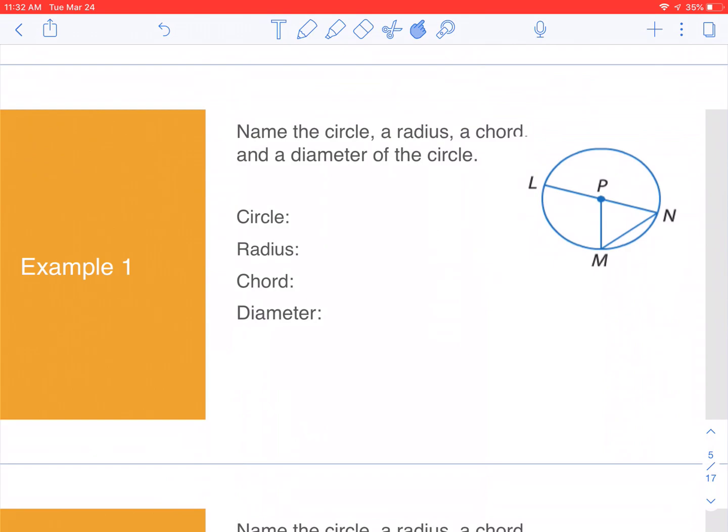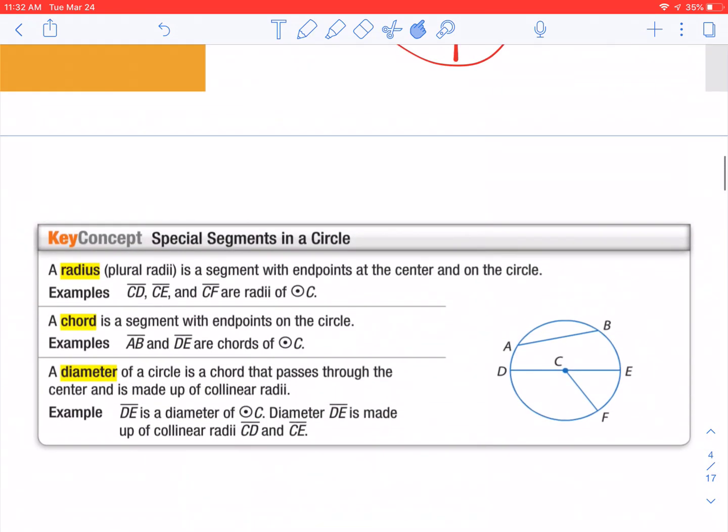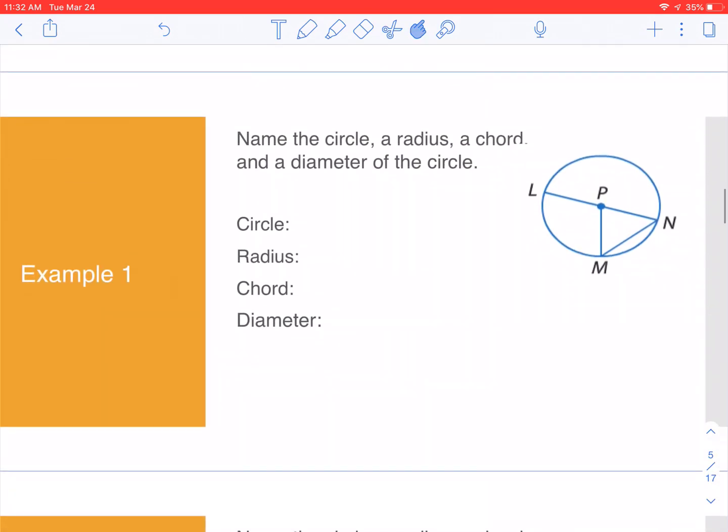How do we name a circle? Well, let's look back up here. If you notice, there's a circle with a dot, and that's called circle C. So what are we going to call this one? We're going to call this one circle P. The symbol for circle is the circle with the dot, and then we put the letter P.